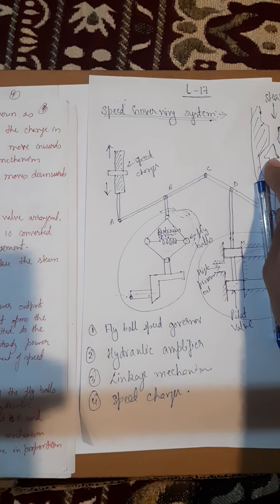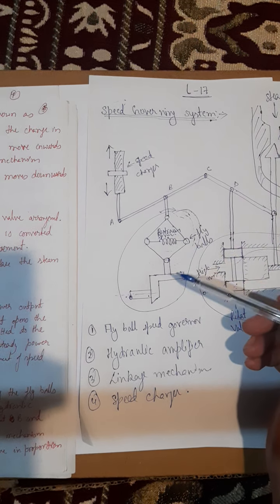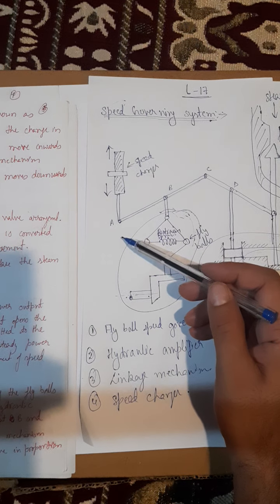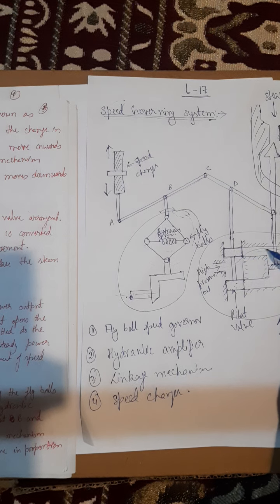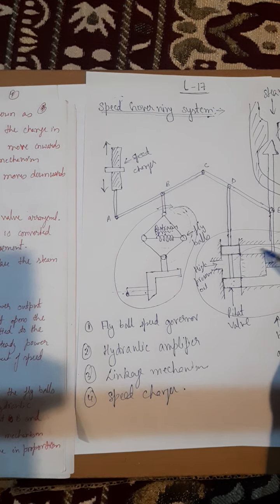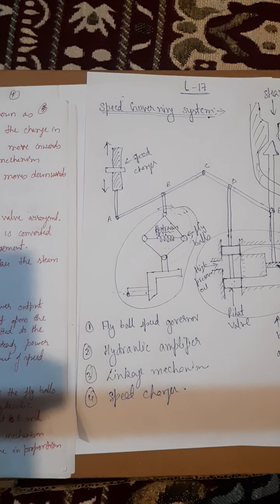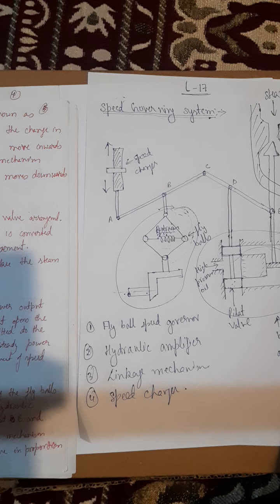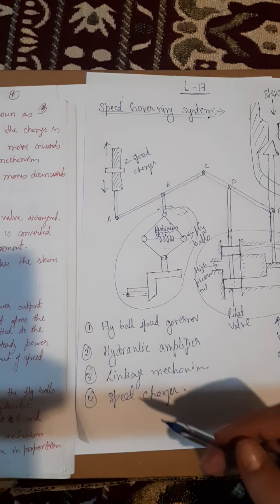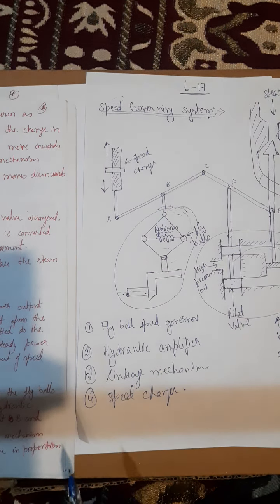Got it? So downward movement opens the upper pilot valve, so that more steam is admitted into the turbine under steady condition, because this point will finally move down, hence more steady state power output. The reverse happens for the upward movement of the speed changer.